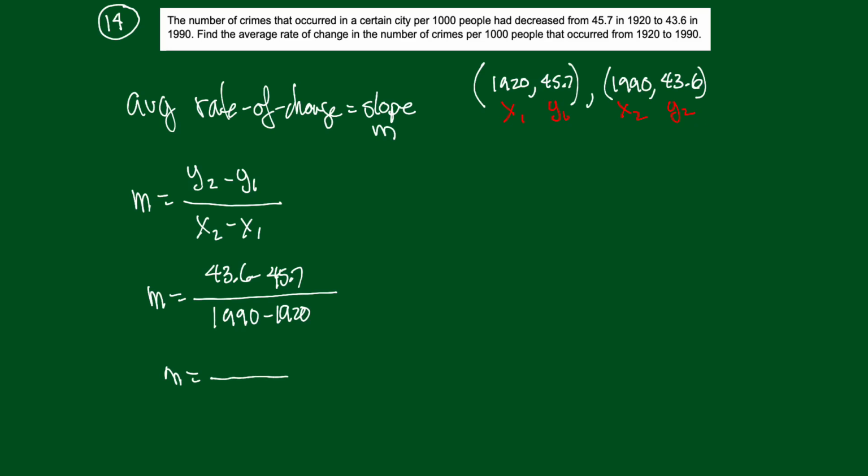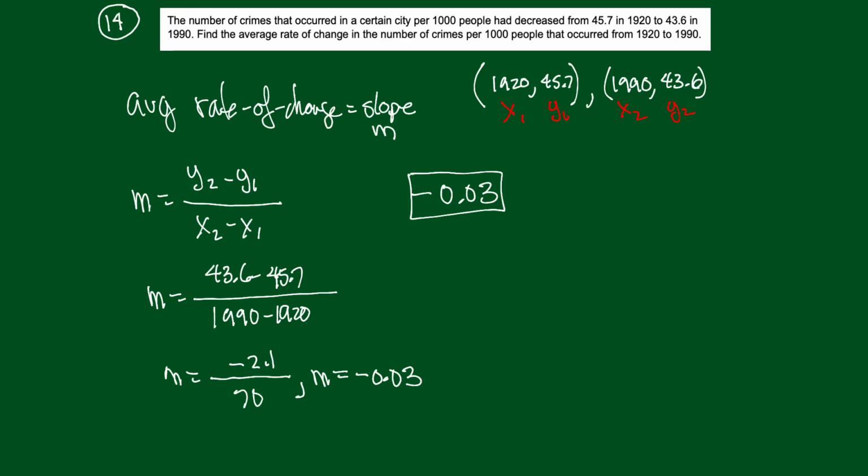Now, if you're not sure how to do the top, just get your calculator. I am getting negative 2.1 over, now 1990 minus 1920 is 70. Now, I think the book is going to want us to put in the division. So I'm going to divide that by 70, and I'm going to get that the slope here is equal to negative 0.03. All right, so I'm going to say that the average rate of change is negative 0.03. Now, the negative means it's decreasing.